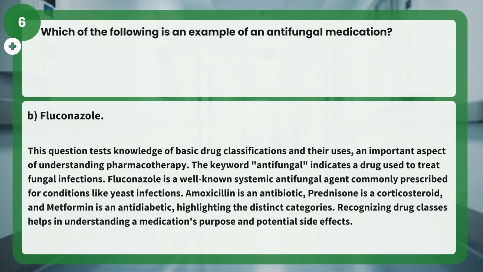Answer B. Fluconazole. This question tests knowledge of basic drug classifications and their uses, an important aspect of understanding pharmacotherapy. The keyword antifungal indicates a drug used to treat fungal infections. Fluconazole is a well-known systemic antifungal agent commonly prescribed for conditions like yeast infections. Amoxicillin is an antibiotic, prednisone is a corticosteroid, and metformin is an antidiabetic, highlighting the distinct categories. Recognizing drug classes helps in understanding a medication's purpose and potential side effects.